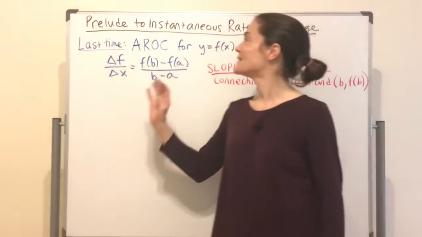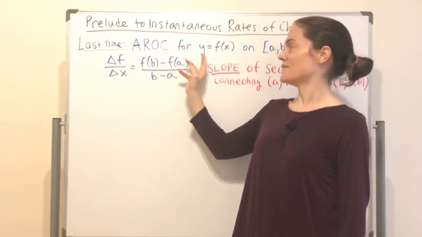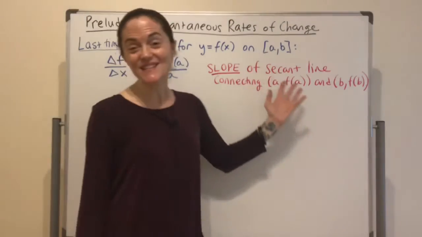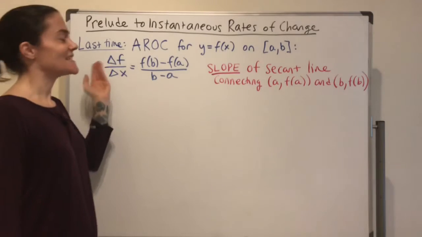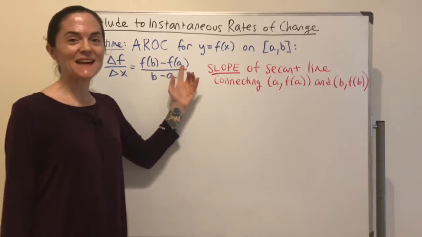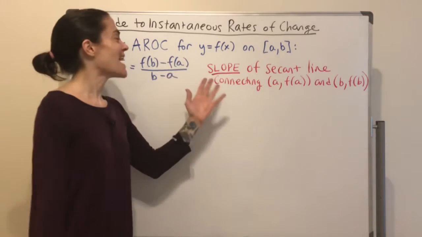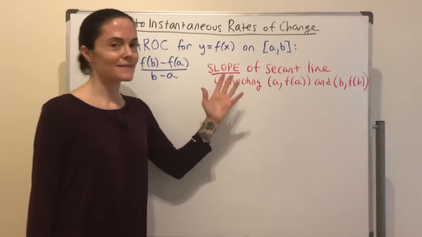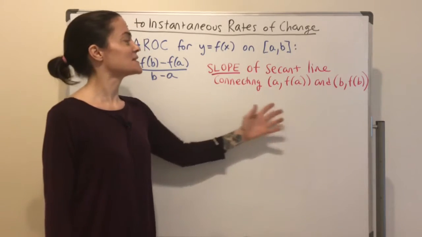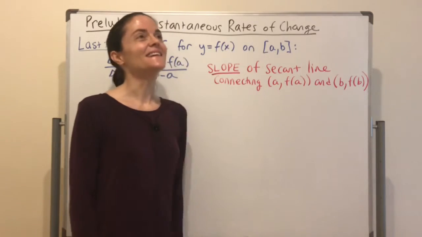Last time we discussed average rate of change for a function on an interval. This was change in f divided by change in x, f of b minus f of a divided by b minus a. And I mentioned this is the slope of the secant line that connects the point a comma f of a and b comma f of b.